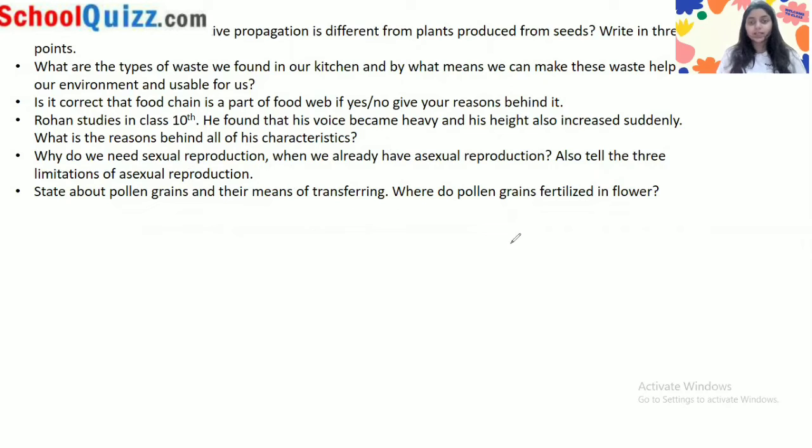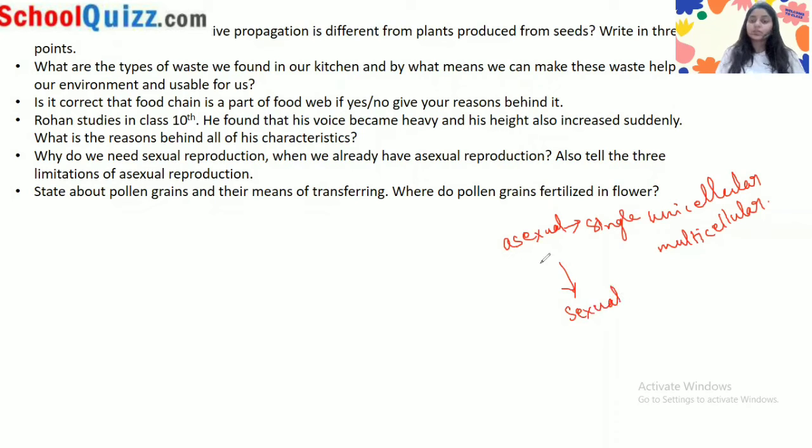See, firstly we have asexual reproduction, okay. It is for single cell and multiple cell organisms also, like the unicellular organisms and the multicellular organisms also. But later we have sexual reproduction. So the question is asking, why do we need sexual reproduction if we already have asexual reproduction?